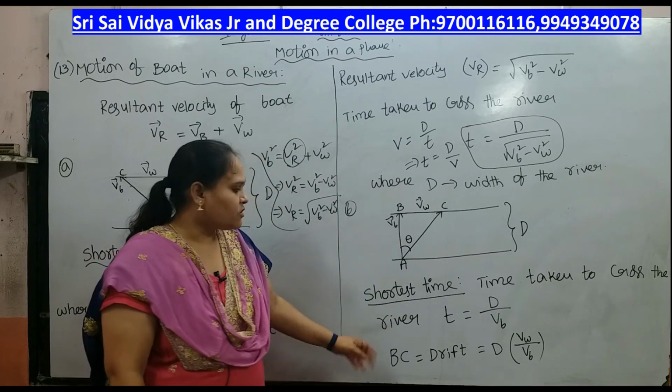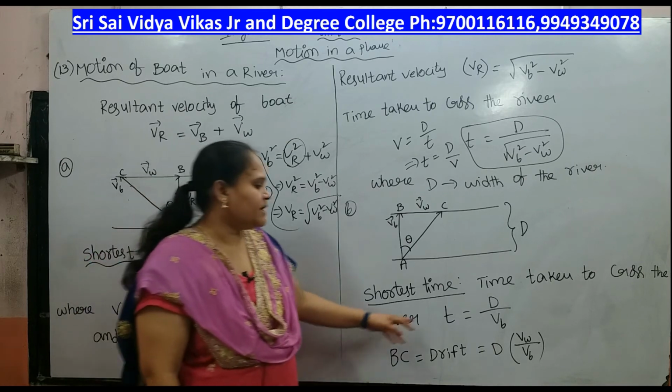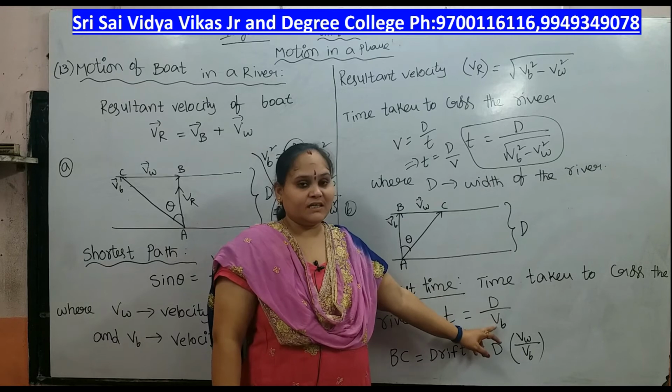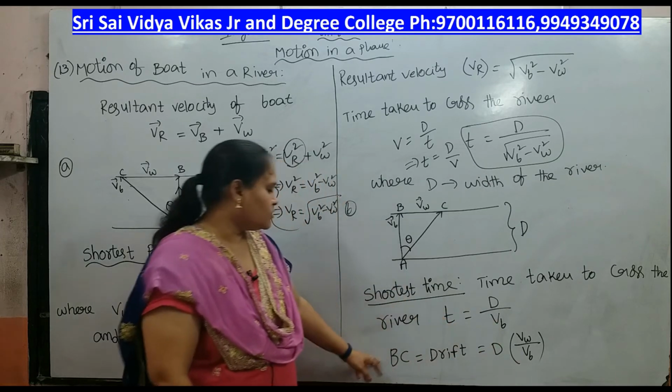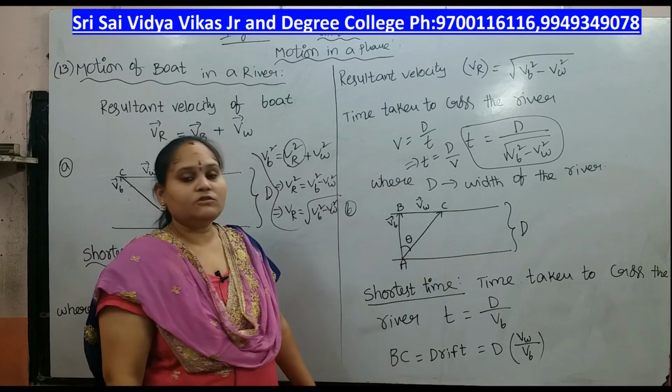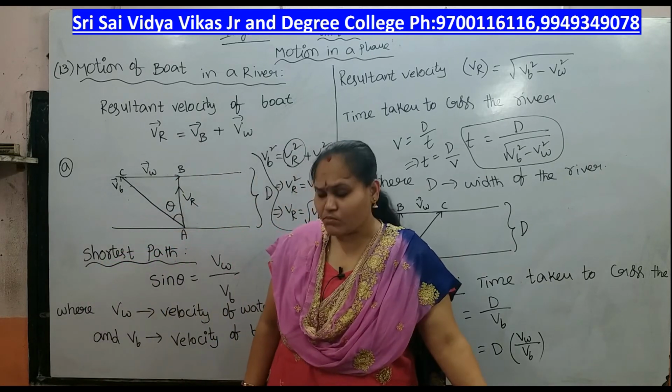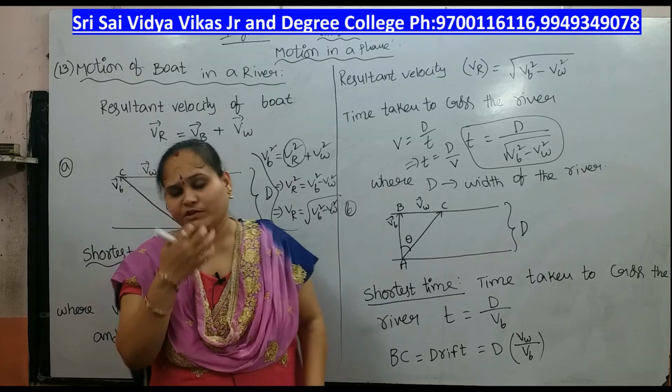The time taken to cross the river is time equal to displacement by velocity. But here we are taking just the velocity of the boat. The drift is D into V_W by V_B. This is the motion of a boat in a river.